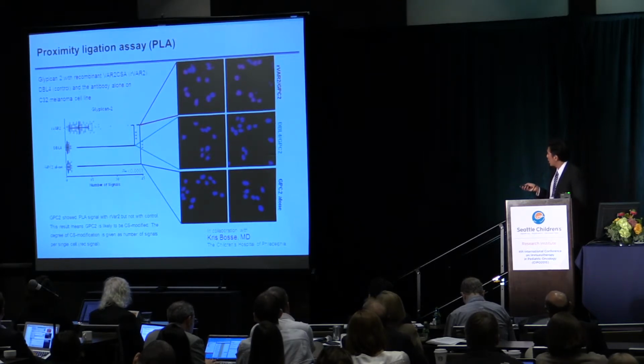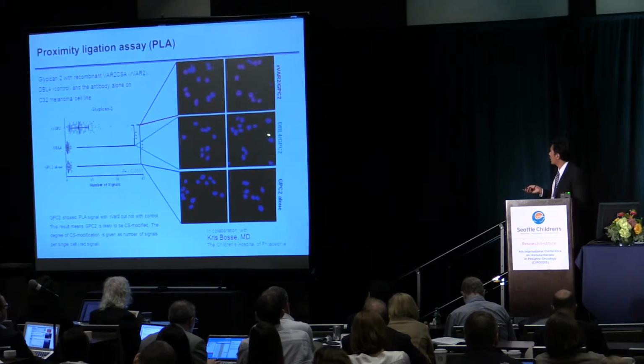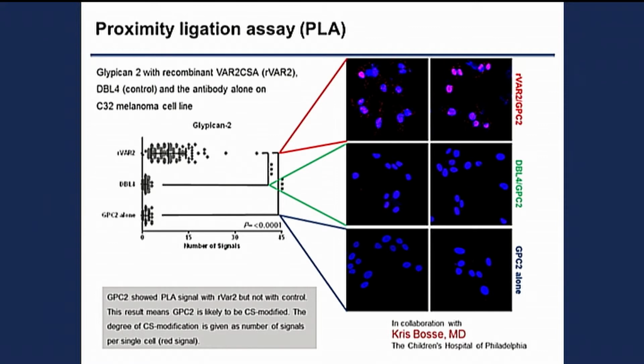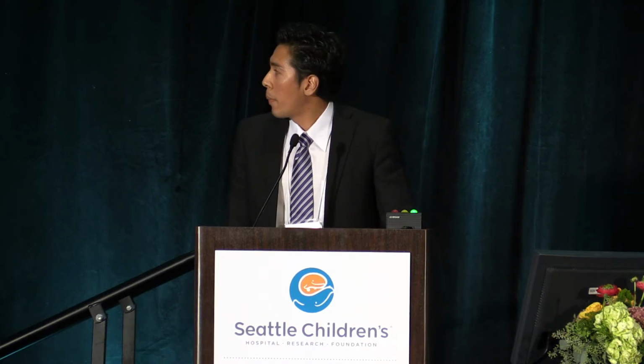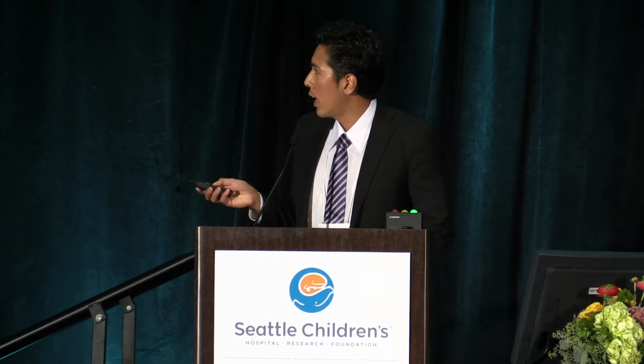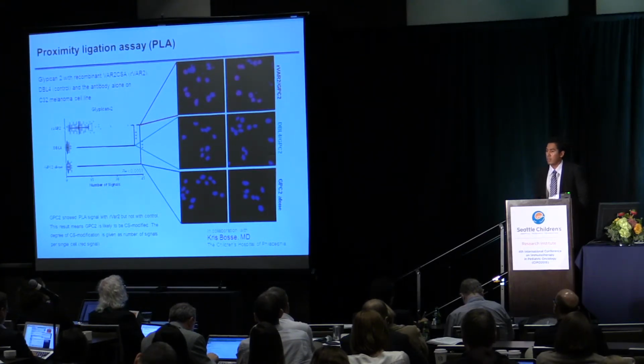Here we can see glypican-2 incubated with VAR2 primary antibodies. We can see the signal in red color, and we do not see the signal with the DBL4 or control group, or glypican-2 alone. So from this result, we can conclude that glypican-2 is likely to be CS modified. Our next step is to emphasize this in the C32 melanoma cell line, because we found that protein in the VAR2 pull-down assay on melanoma cell lines.